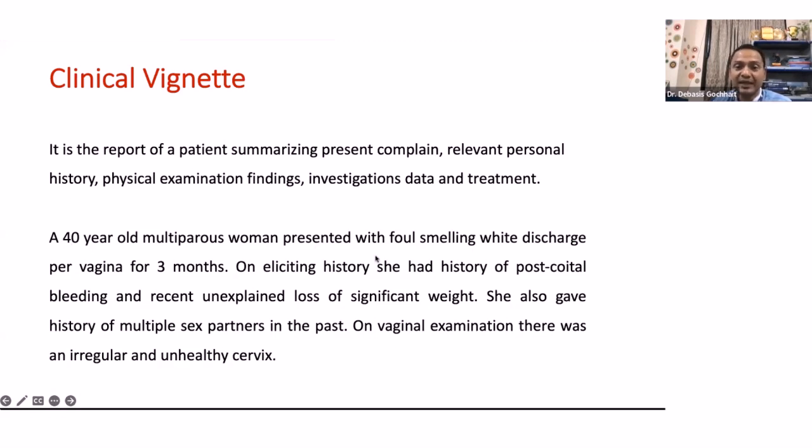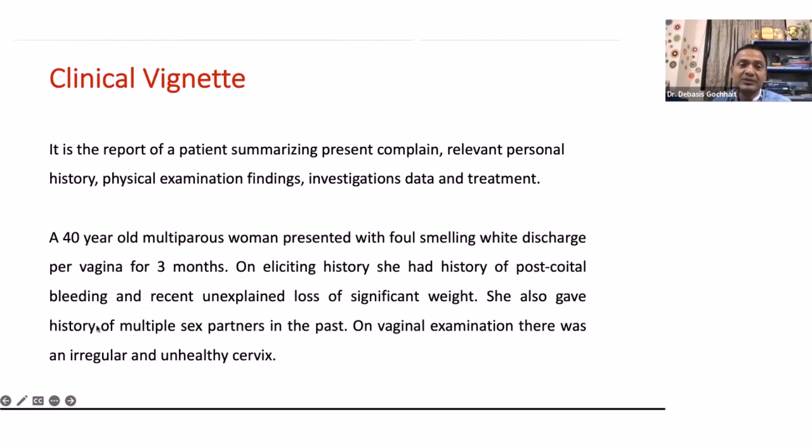Okay. On eliciting certain history, she gave history of postcoital bleed. Means typically after coitus, there is bleeding. And she also gave recent unexplained weight loss. Remember, unexplained weight loss favors malignancy, favors tuberculosis, favors HIV. We will come to that. But remember, she gave history of unexplained weight loss.